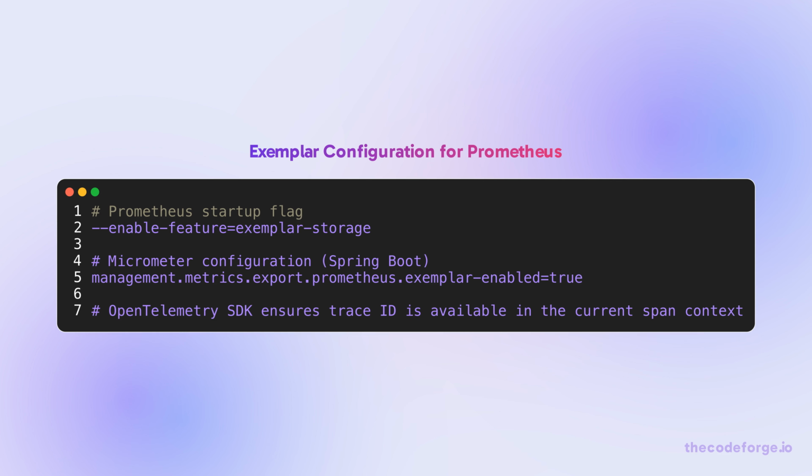The article mentions exemplars, but does not show how to enable them. Exemplars link a metric observation to a trace ID without creating a high cardinality label. Enable exemplar storage in Prometheus with enable-feature=exemplar-storage, and configure your metrics library to attach the current trace ID as an exemplar.